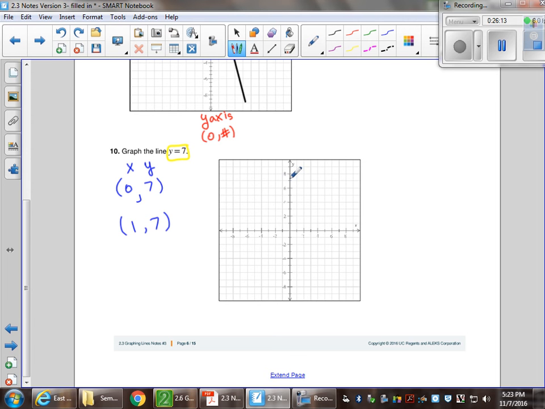0, 7, 1, 7. There's my horizontal line. Now your point, maybe it's over here. Maybe it's all the way over here, but notice they're all on the same line. Done.